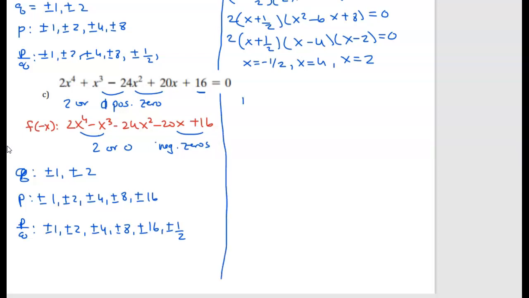Alright, let's start doing some division. So let's try out 1. So 2, 1, negative 24, 20, and 16. So 2, 2, 3, 3, negative 21, negative 21, 1, and 1. That doesn't work. Negative 1. 2, negative 2. Negative 1, 1. Negative 23, 23. That's too big. Alright, so that doesn't work.